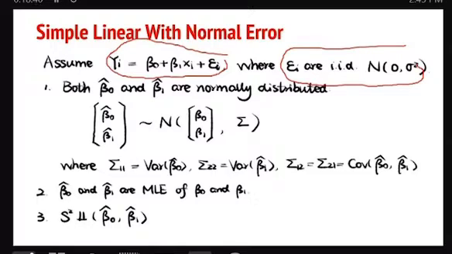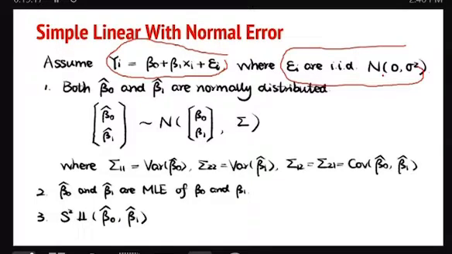Let me tell you this. It is not only the error that should follow a normal distribution. The moment the error in a model follows a normal distribution, then the parameter estimators will also follow a normal distribution. I'm going to say that again. The implication of the error following a normal distribution is that the estimator is also going to follow a normal distribution.